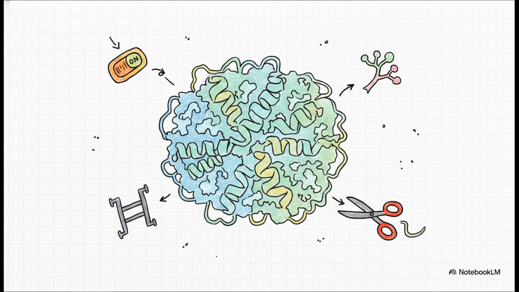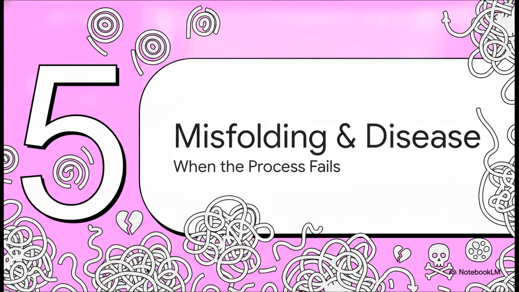Now, even after folding is completely finished, proteins often undergo post-translational modifications, or PTMs, to become fully functional. Think of these as the crucial finishing touches. Phosphorylation acts as a reversible on-off switch for cell signaling. Hydroxylation stabilizes structures like collagen, which, fun fact, requires vitamin C to happen. Glycosylation adds carbohydrate units to aid in signaling, and cleavage actually trims the polypeptide chain to activate certain digestive enzymes or hormones.